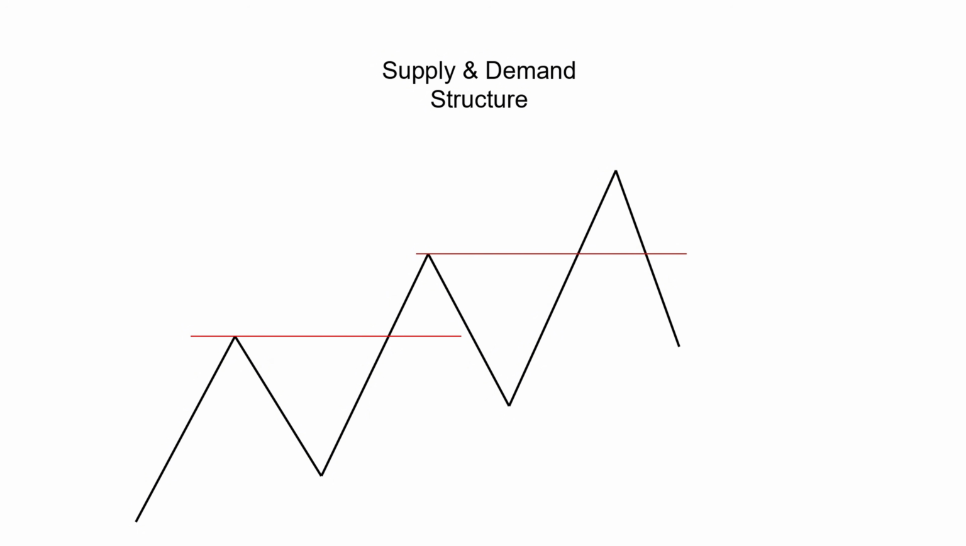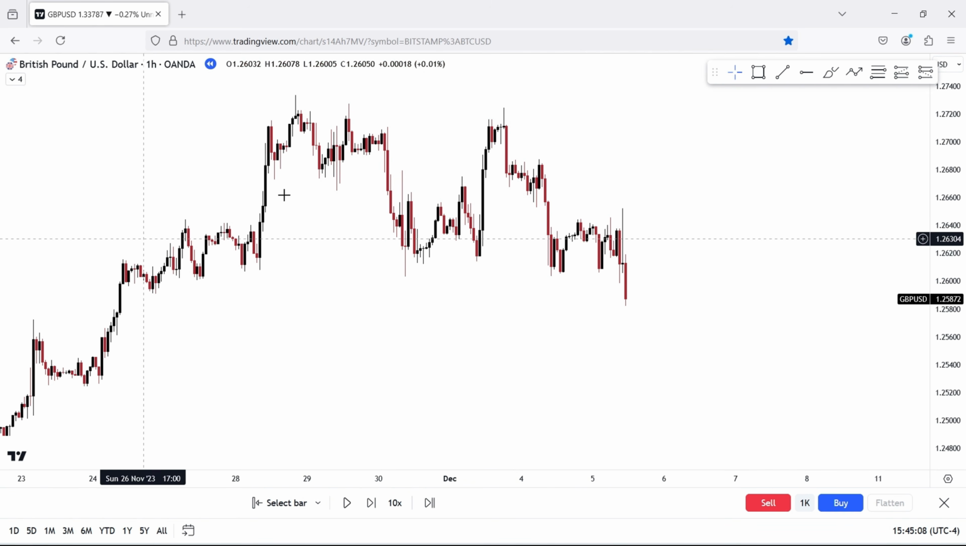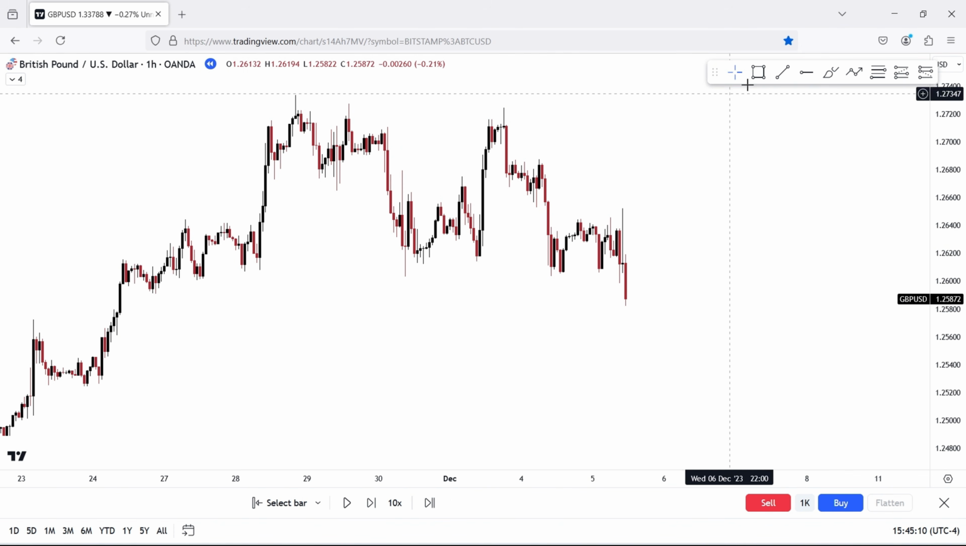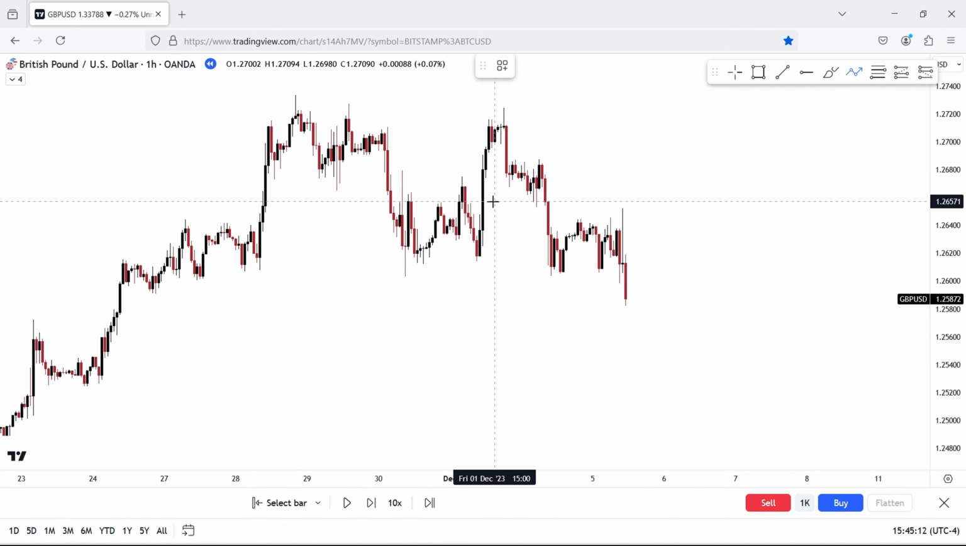Price will come back inside of the range and expand again, and then come back inside of the range, then expand again, and so on. Take a look at this example. So as you can see here, price broke structure, retraced, did not retrace back inside of the range, break down.